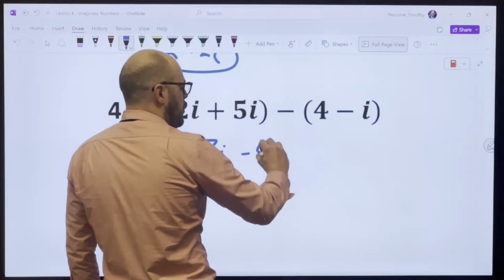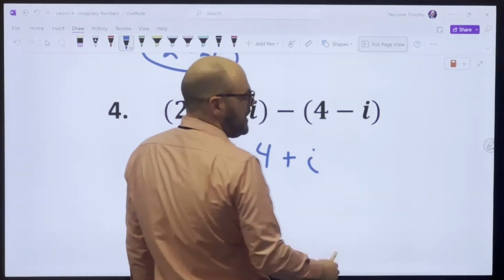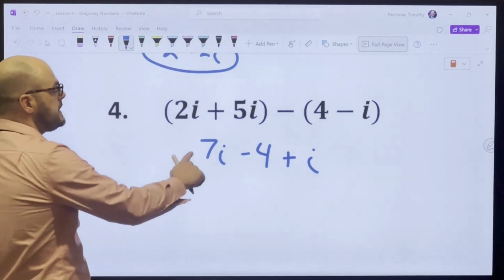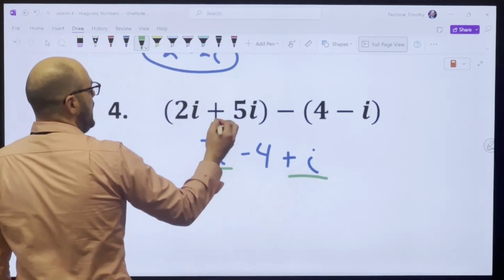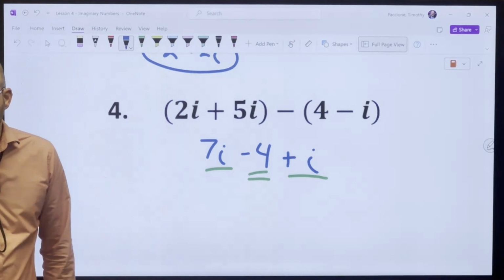So -4, and then plus i. Just like if you had x, it would be plus x, right? Or 1i if it's more comfortable for you to think about it as that. So the like terms are 7i and i, or 1i, and then this one's by itself. So what's my answer?